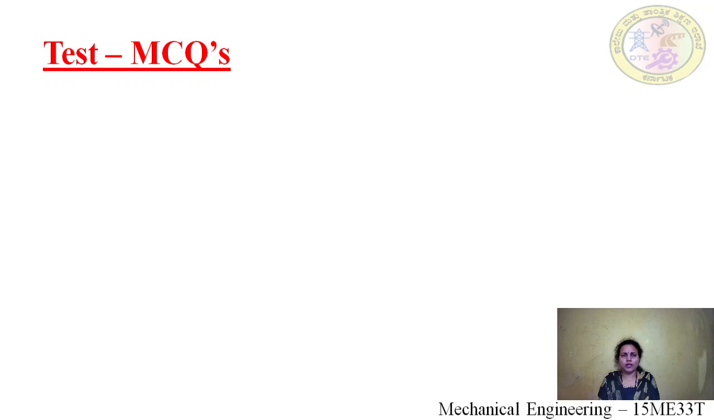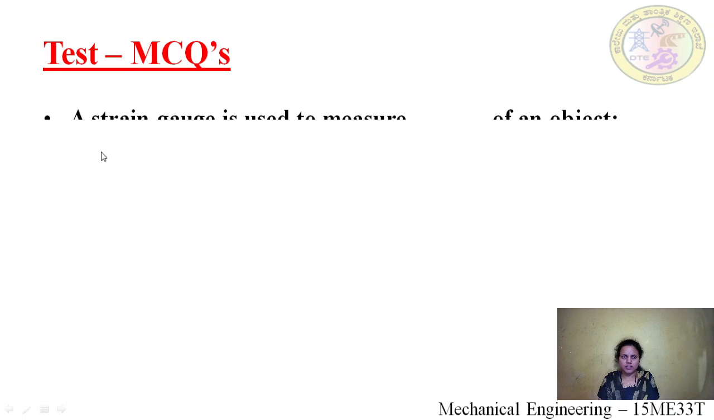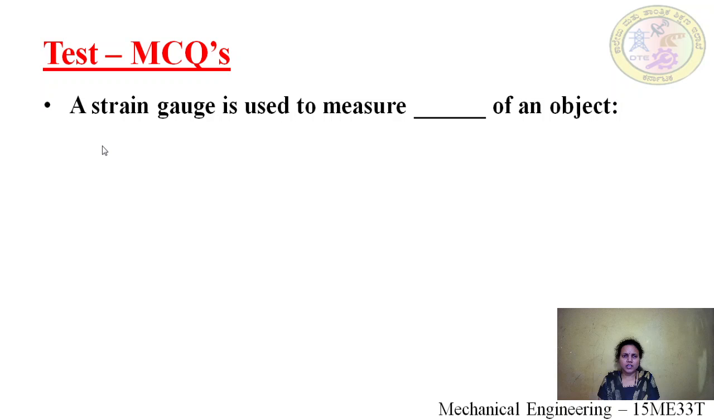Now let's go for the test. Are you ready? I hope you all are ready to write the answers. I'll be giving some questions, MCQs. You write down the answer. Guess the answer. The first question is: a strain gauge is used to measure dash of an object. What is the purpose of strain gauge? What does it measure? Option A, displacement.